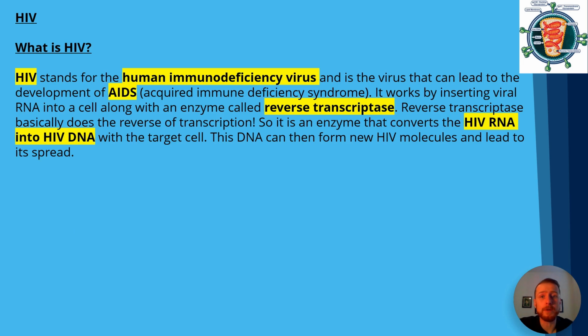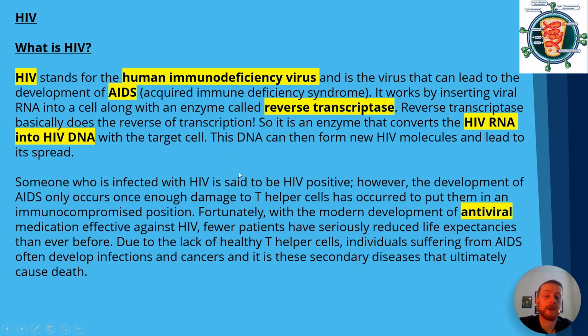So HIV, well, what is HIV? HIV stands for human immunodeficiency virus, and it's the virus that can lead to the development of AIDS, which is the acquired immune deficiency syndrome. It works by inserting viral RNA into a cell along with an enzyme called reverse transcriptase. Now, reverse transcriptase: "ase" because it's an enzyme, reverse because it does the opposite, transcriptase because it does the opposite of transcription. So basically, it does the reverse of transcription. So it's an enzyme that converts RNA to DNA. And it does that within the target cell. And the target cell in this case is T helper cells. Now, this DNA can then form new HIV molecules and lead to its spreading.